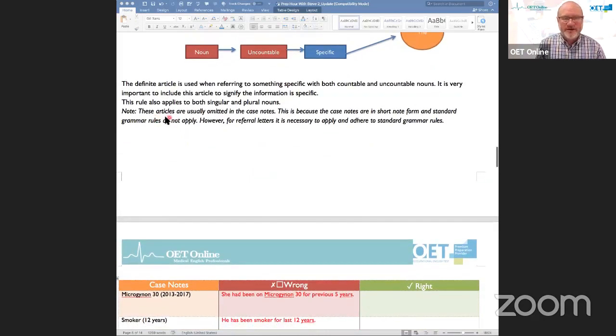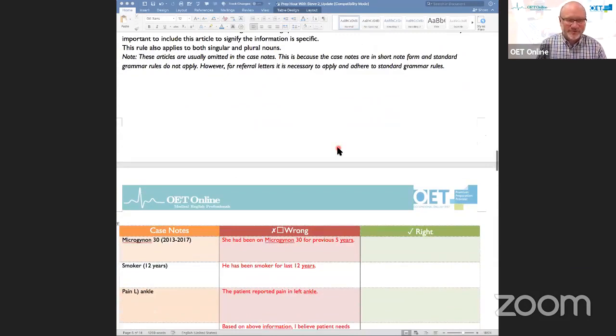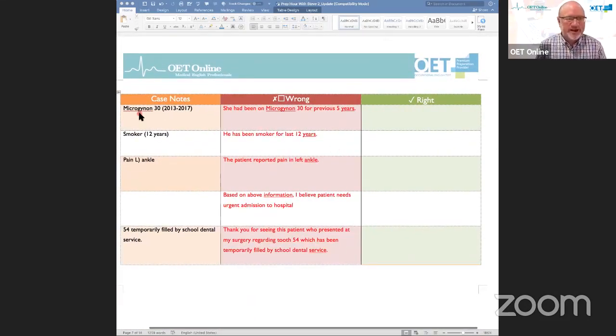And remember, like the other articles, these are usually omitted in case notes, because case notes are in short form and they don't need to follow the standard grammatical rules. But for referral letters, you need to adhere to the standard grammar rules. Okay, so we're looking at our case notes. Microgynon 30, and we've got a period of time where this pill or medication was taken. So, wrong: "she had been on Microgynon for previous 5 years." One of the most common errors that I see.